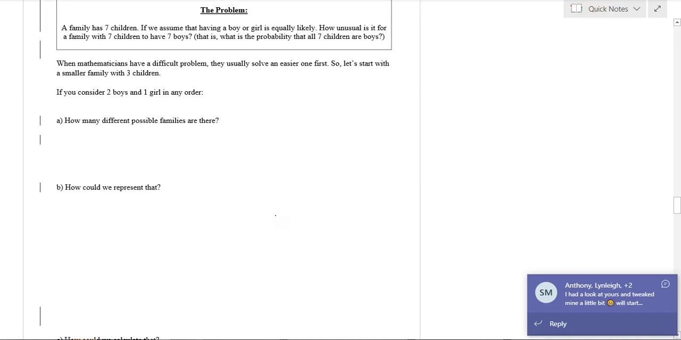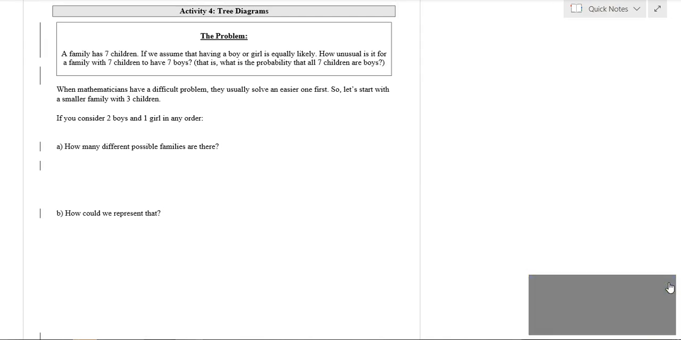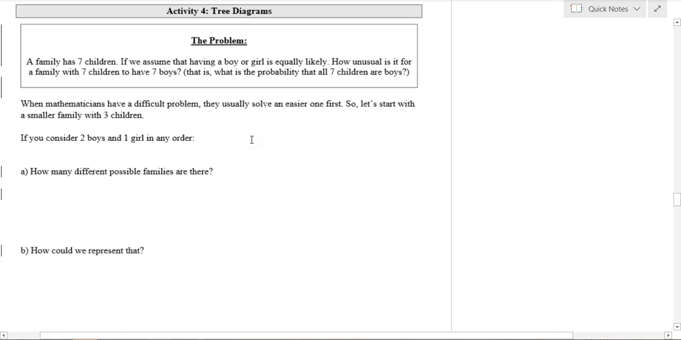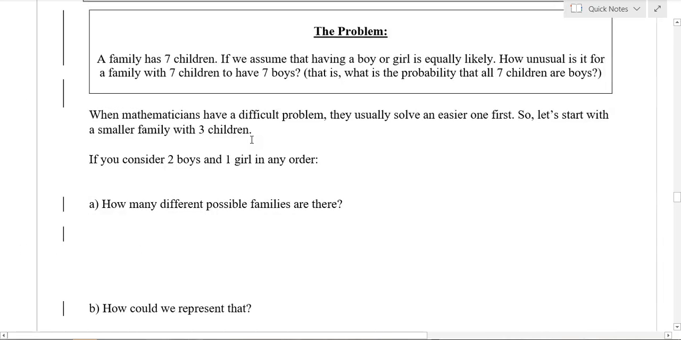Okay, let's go to this part of the booklet. Let's start with making a simpler problem here. If you have a family of 2 boys and 1 girl, how many different possible combinations can you have when you give birth to them?